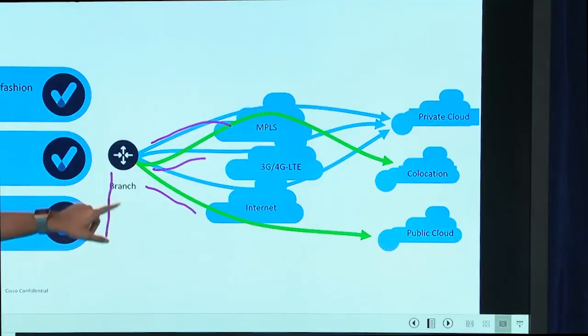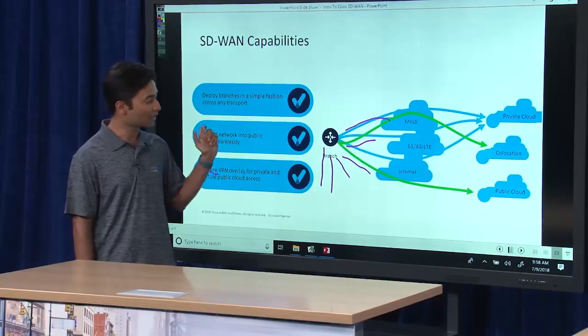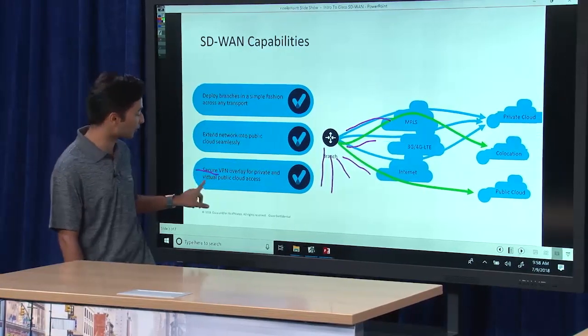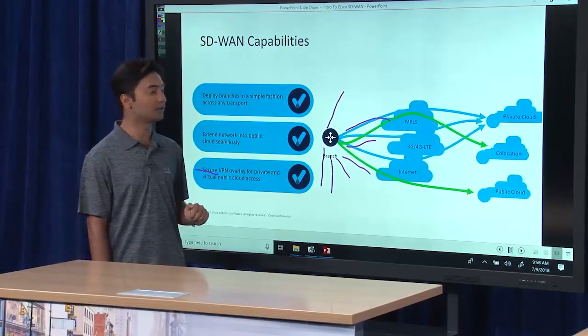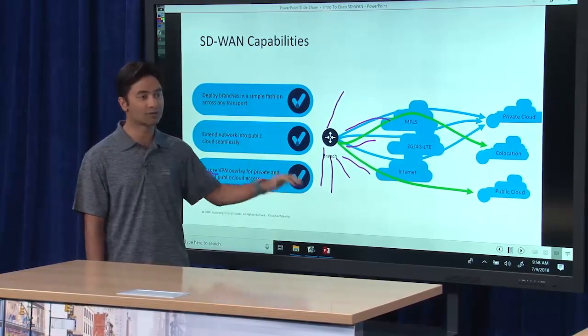So if I have corporate users, if I have guest wireless, if I have printers, I'm able to create segments to keep all those different domains separated from each other. And we also provide full visibility for what's happening on the branch in vManage.